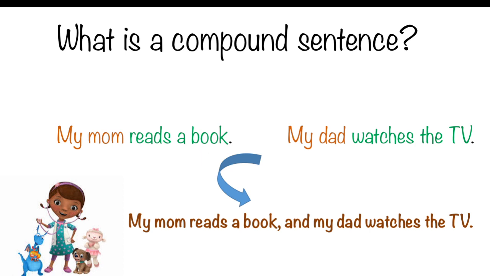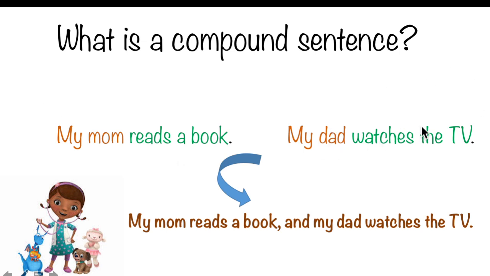If the sentence has one subject and one predicate, we call it a simple sentence. What do we call it? A simple sentence. Okay, that's it. So a simple sentence is a sentence that has one subject and one predicate. Now we have the sentence, My mom reads a book. That's one simple sentence.